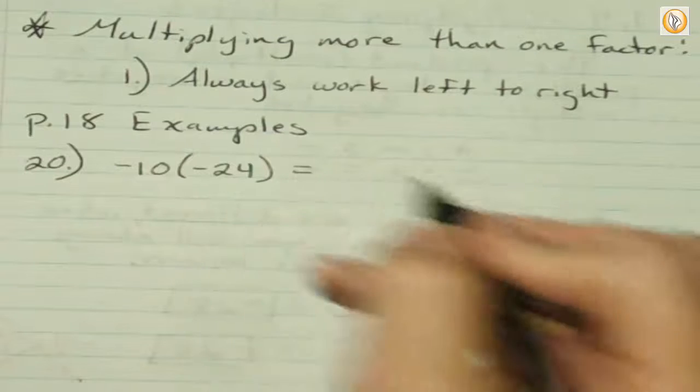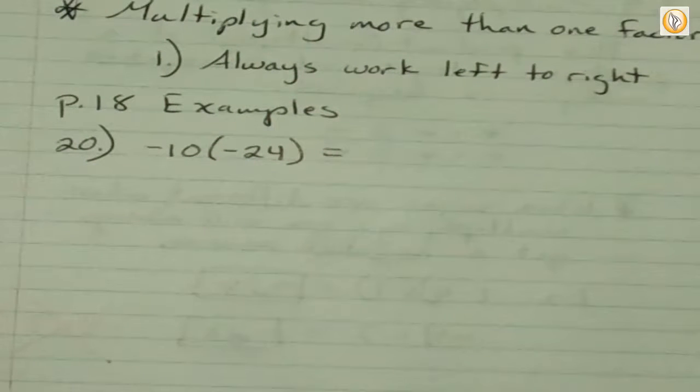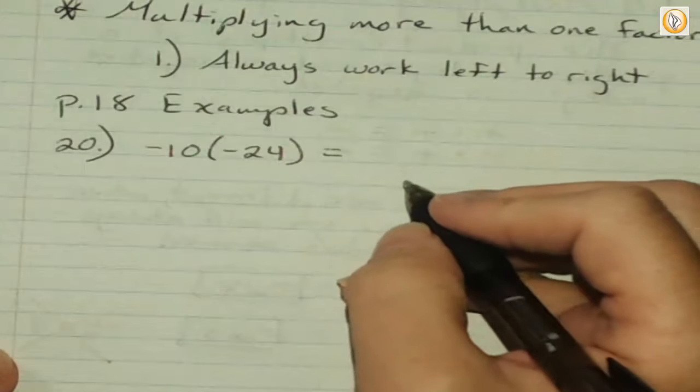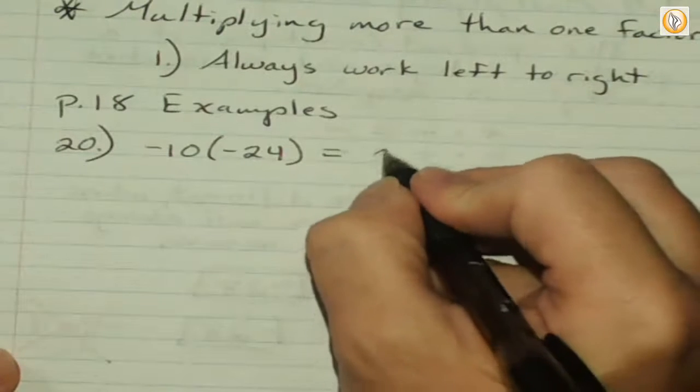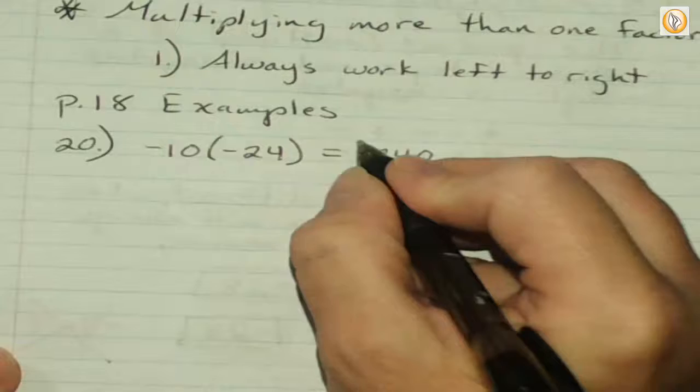Since Joseph just did one, I'm going to tell you you're next. Negative 10 times negative 24 is positive 240. Very good.